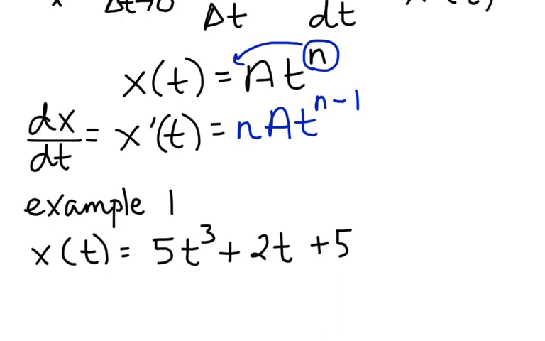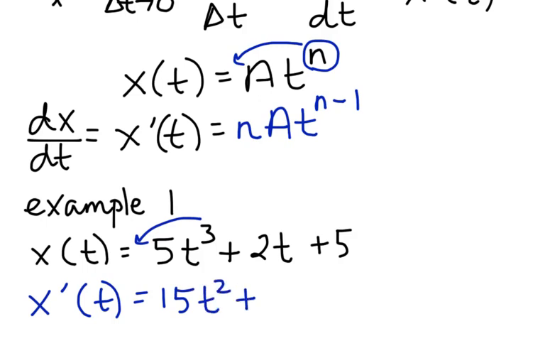Well, first thing we would do is take the derivative, so we would find the x prime of t, and we would look at the first term here, and we would bring this 3 down to the front, so we would end up having 15 t squared plus.